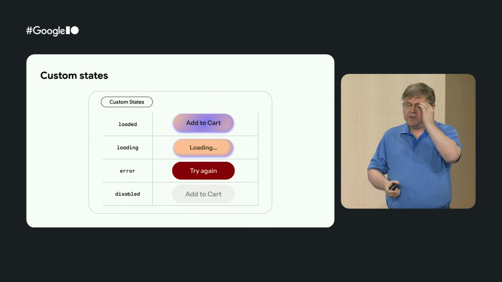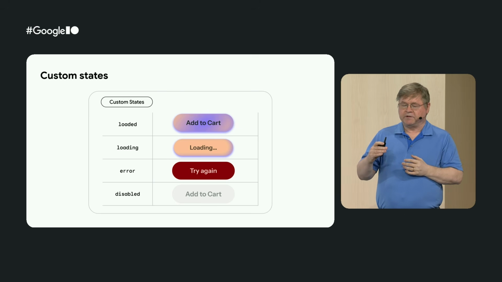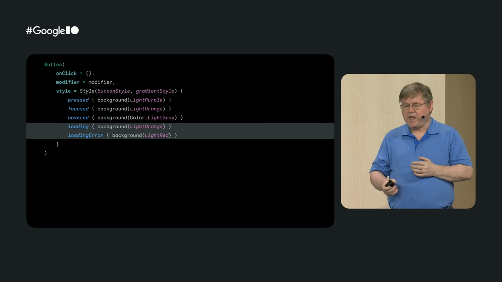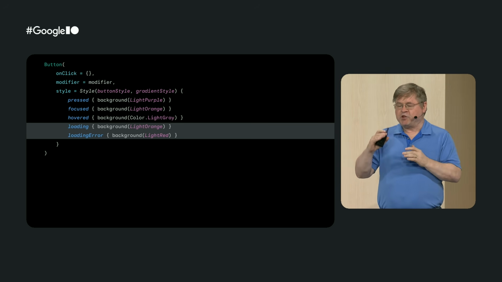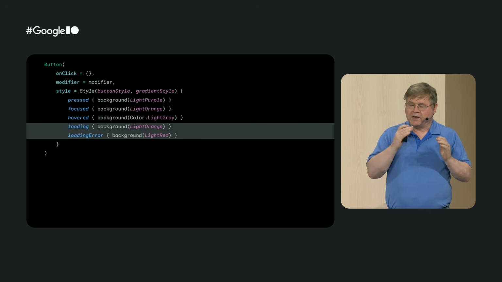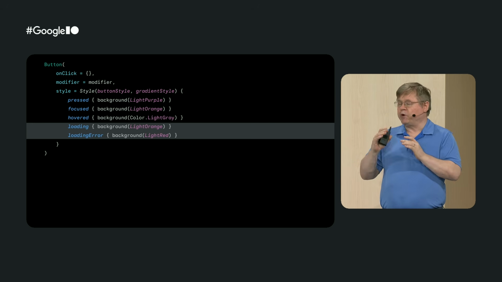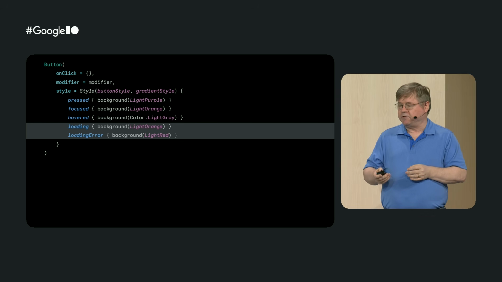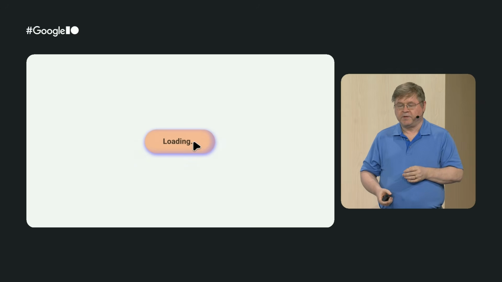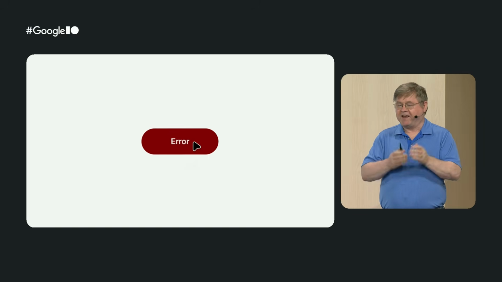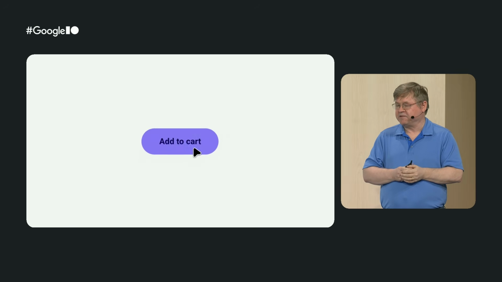Now remember, these are the designs we wanted to implement. And we implement those designs by changing the color from light to light orange when we're loading, and when we're in the error state, we change it to light red. And there, we have implemented a custom state-based styling. I just like looking at it.